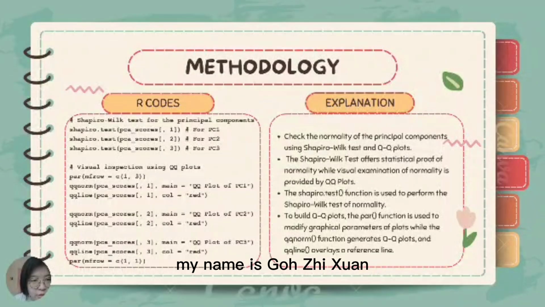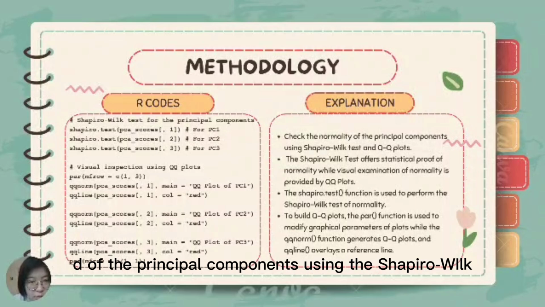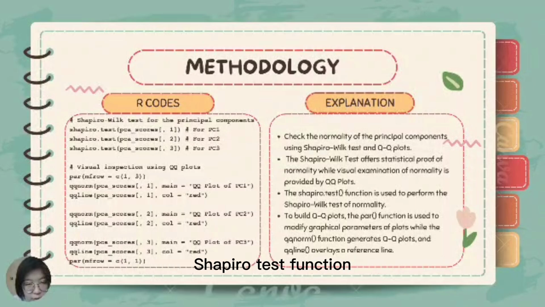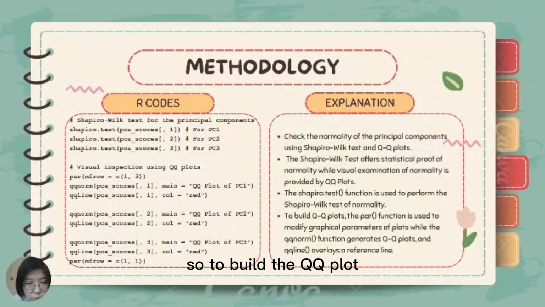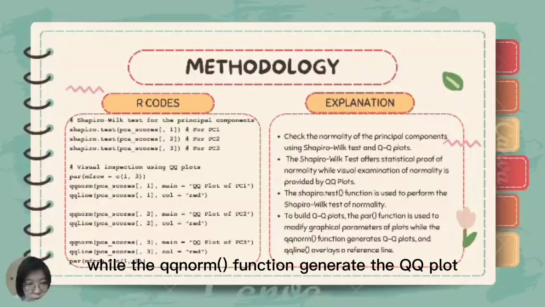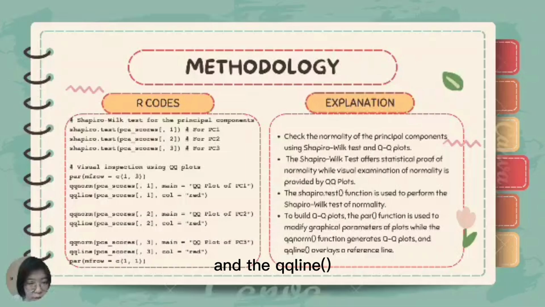My name is Gaudian. So to check the normality of the principal components, we use the Shapiro-Wilk test and QQ plot. The shapiro.test function is used to perform the Shapiro-Wilk test of normality. So to build the QQ plots, the par function is used to modify the graphical parameters of plots, where the qqnorm function generates the QQ plot and the qqline function overlays a reference line.